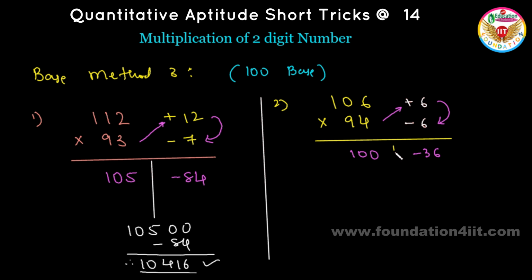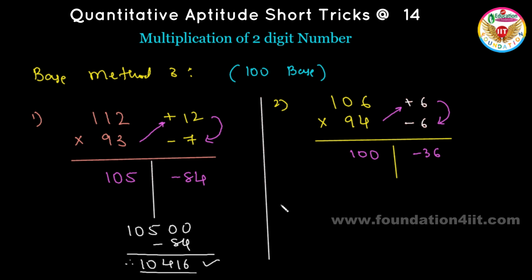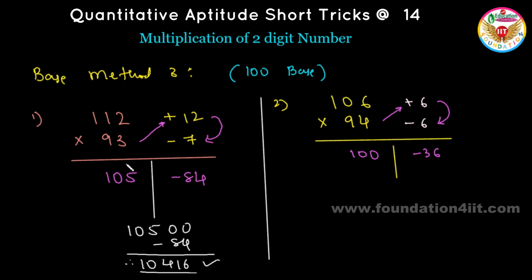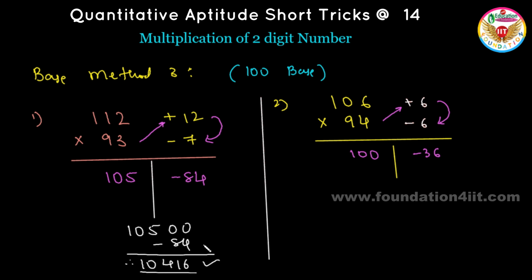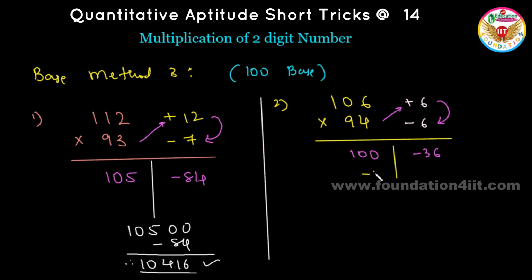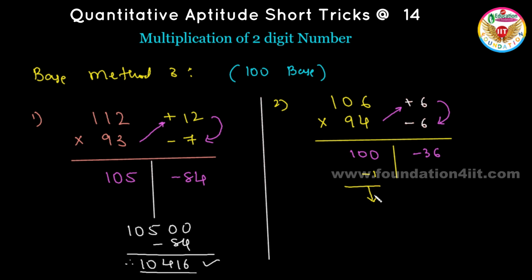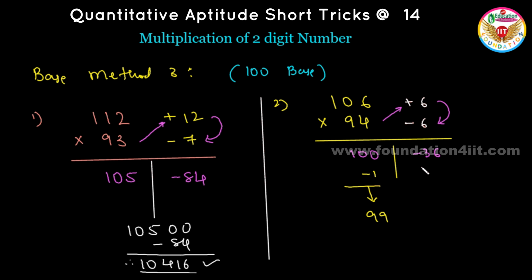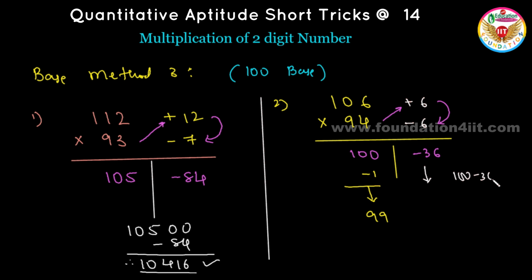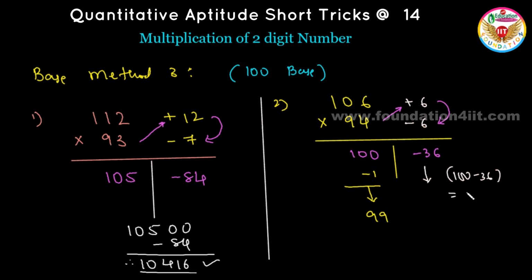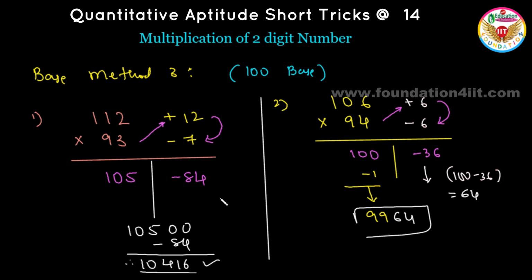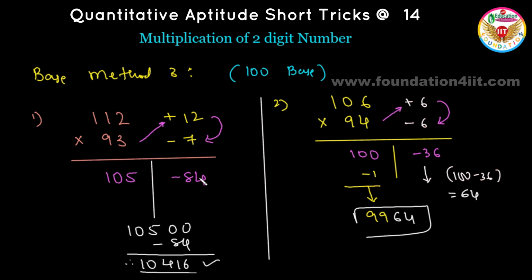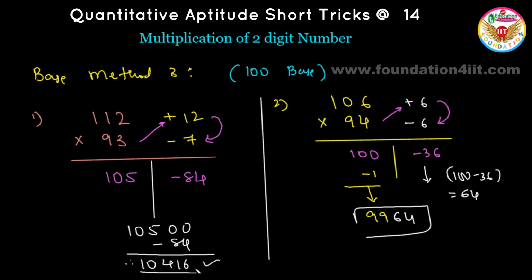Instead of taking 2 zeros and subtracting, you can do one more method. Normally, take the first number, keep 2 zeros and subtract this. Or else, just do minus 1 from this number, whatever the number is there: 100 minus 1 is 99. And this you can subtract from 100. So 100 minus 36 is 64. So you can add the 64 here. Same concept here also: 100 minus 84 is 16.